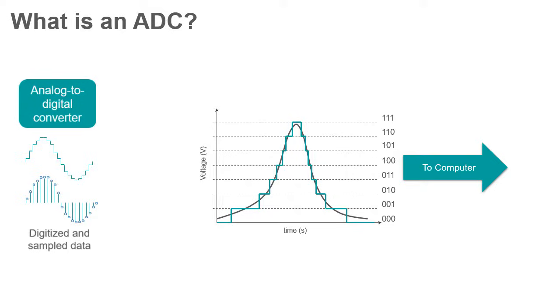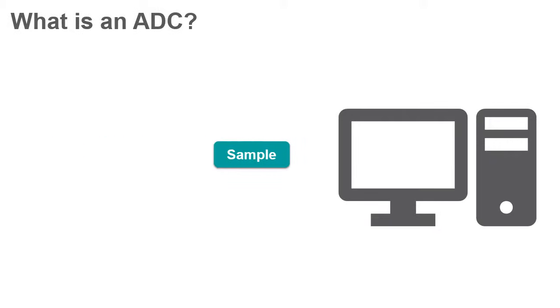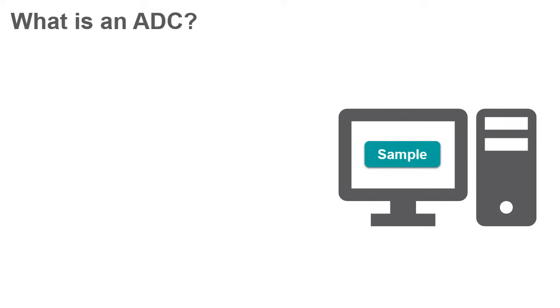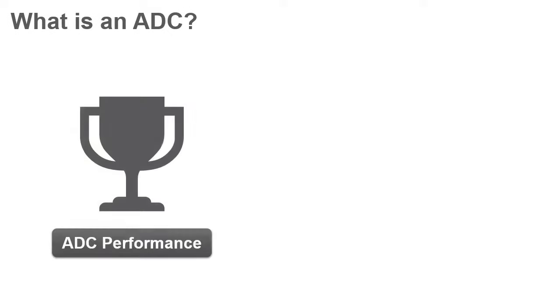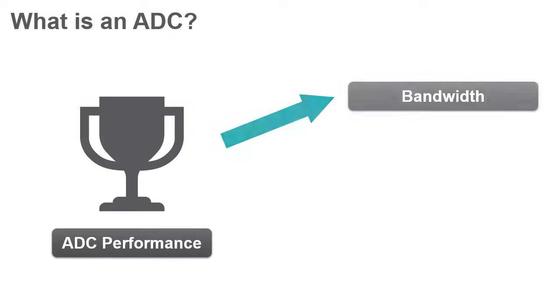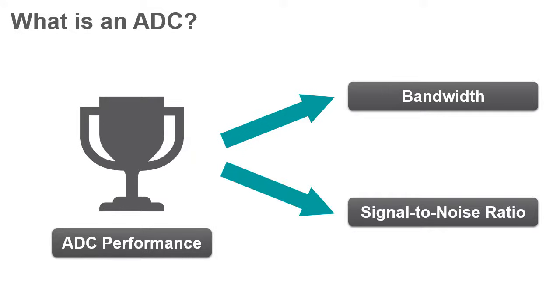in time. In practice, analog signals continuously vary over time, and an ADC takes periodic samples of the signal at a predefined rate. These samples are then transferred to a computer over a computer bus, where the original signal is reconstructed from the samples in software. How well an ADC performs is measured by both its bandwidth and its signal-to-noise ratio.